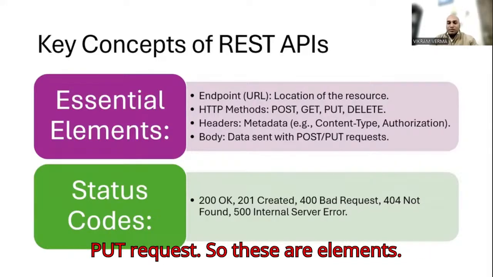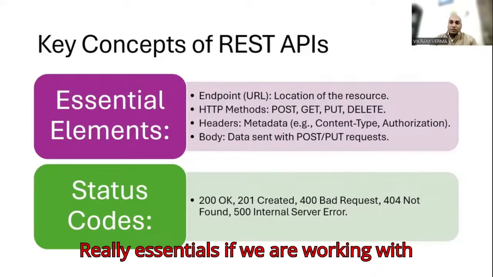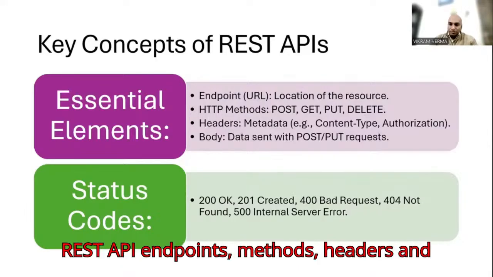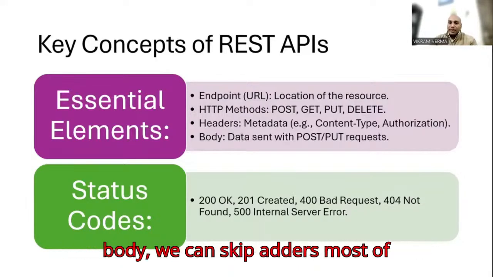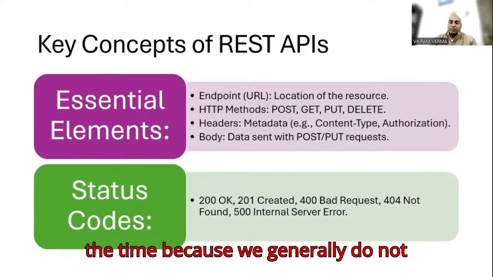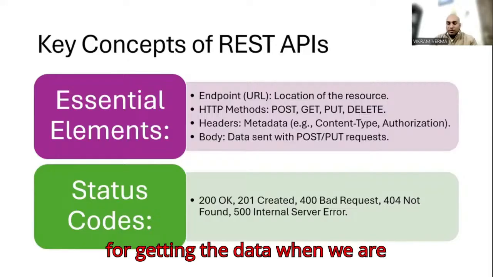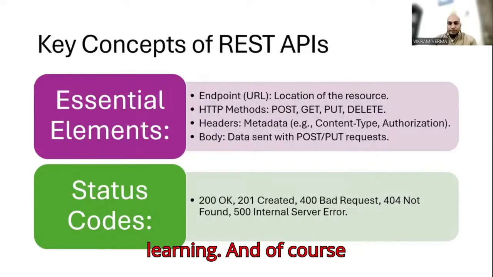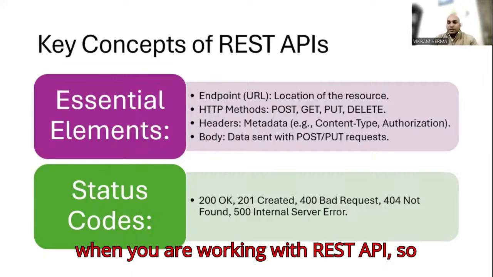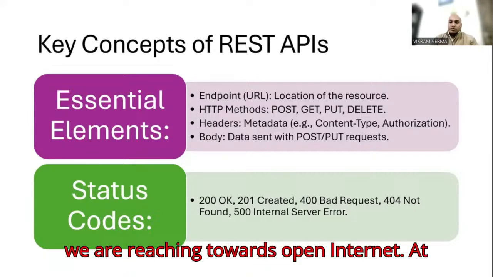So data is sent with post and put requests. These elements are really essential if we are working with REST API: endpoints, methods, headers, and body. We can skip headers most of the time because we generally do not go for authentication or authorization for getting the data when we are learning. And of course, when we are working with REST API, we are reaching towards the open internet.